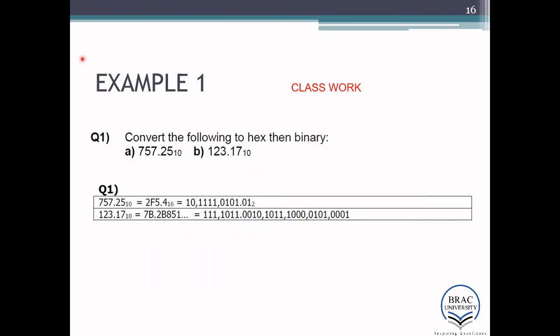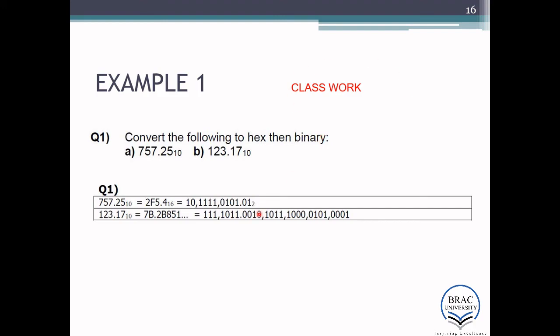This is the example, a couple of examples we already discussed. It says convert the following to hex then binary. So you have the given decimal number 757.25, convert it to hex and then binary. So converting to hex, divide by 16, you will get 2F5.4, and if you convert it to binary, you will get something like this. We will discuss this in the class actually. So this is a class work.